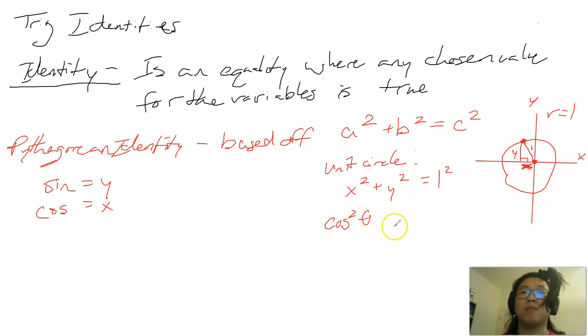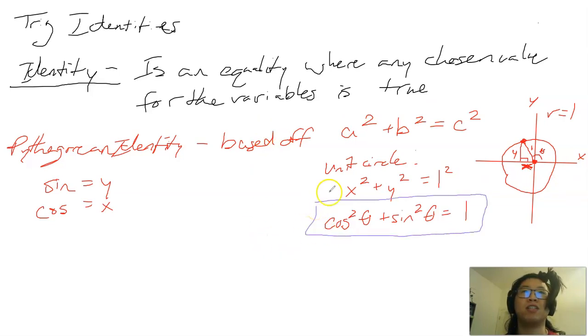Cosine squared theta, because that's what we're talking about, an angle here, an angle theta, plus sine squared theta equals 1. If you've been kind of tuning out, you've kind of been following along, listening to my voice, this is very important. This right here is the epitome of our Pythagorean identity. Basically, if you leave the notes with nothing else, you just need to know this guy, and how to use it, of course.